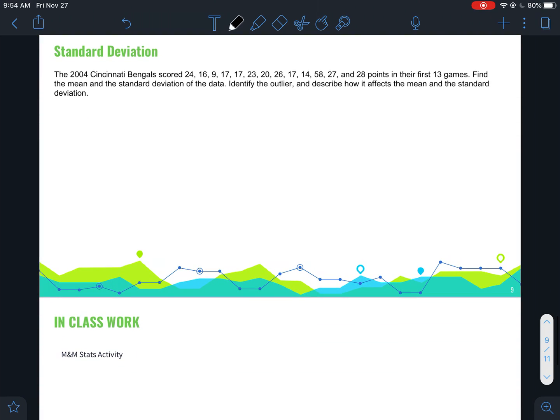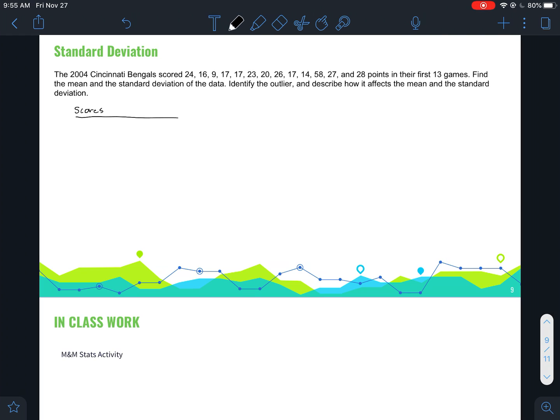All right, so let's go ahead and find the standard deviation. The 2004 Cincinnati Bengals scored 24, 16, 9, 17, 17, 23, 20, 26, 17, 14, 58, 27, and 28 points in their first 13 games. Find the mean and the standard deviation of the data. Identify any outliers and describe how it affects the mean and the standard deviation.